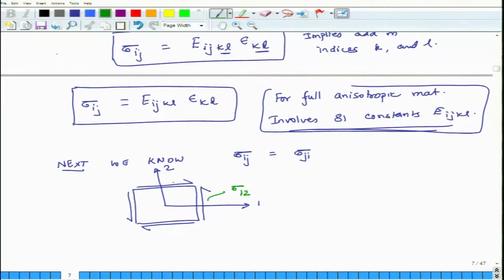Okay. Now, let us look at this shear stress, it is the direction of the plane is in the 2 direction, right. So, sigma 2, and the second index is the direction of the force, force is acting in 1 direction. So, sigma 2 1. Okay. So, we know that sigma ij equals sigma ji, and why do we know?